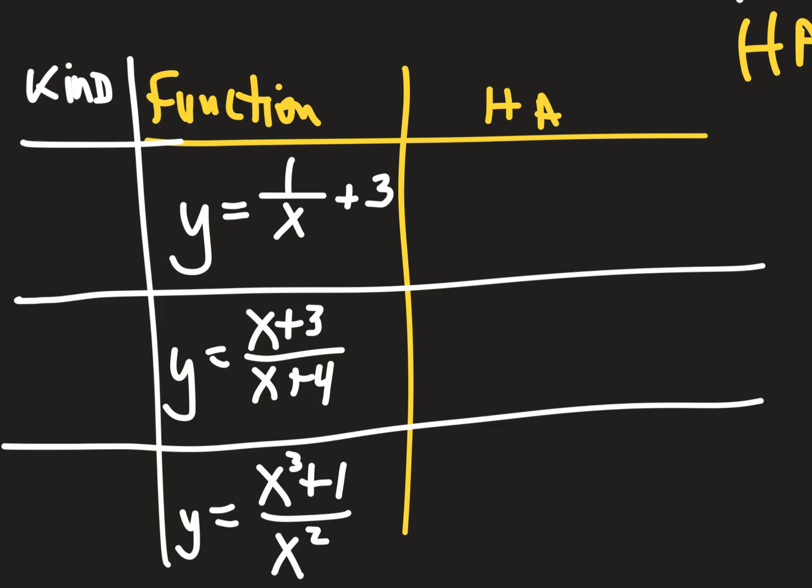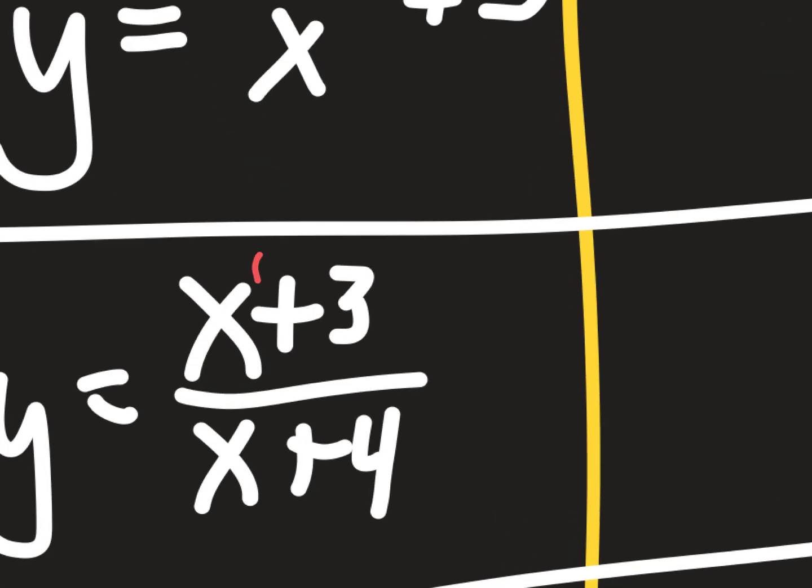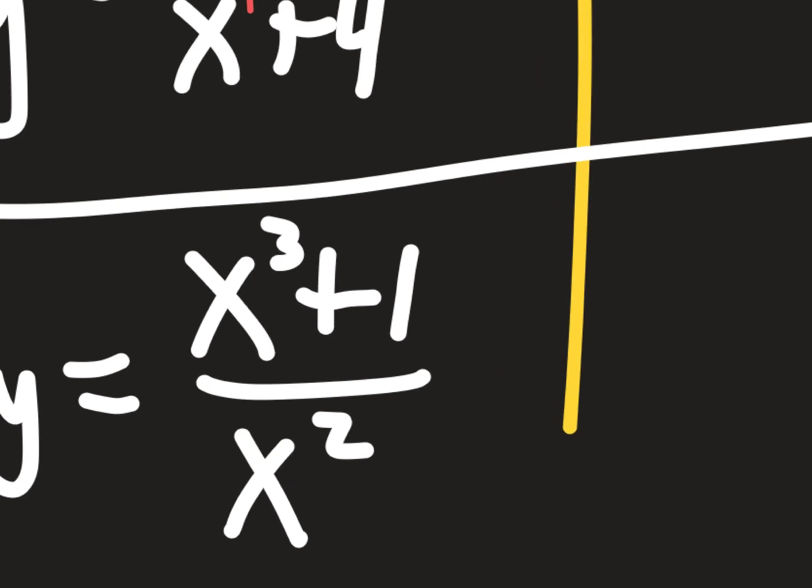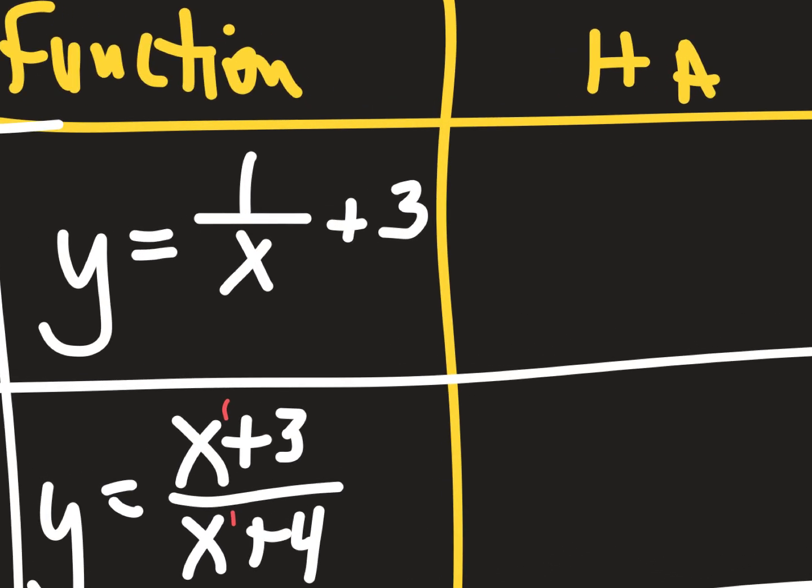I need to now make sure you remember what degree means. This function is degree 1 on the top and degree 1 on the bottom. Does that ring a bell? You remember what degree means? This function is degree 3 on the top and degree 2 on the bottom. This could have an x to the 0 on top, which kind of gives you the idea of how it's degree 0 on the top and degree 1 on the bottom.